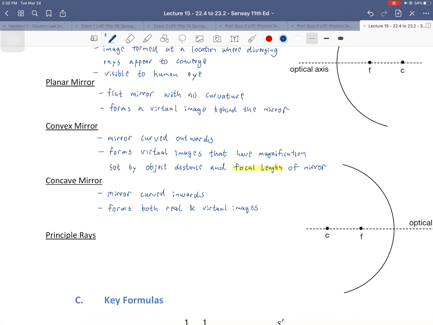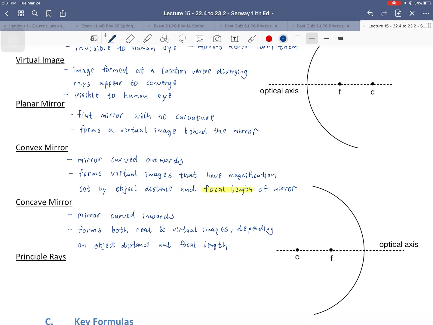They're the only ones. Okay, and whether they form real images or virtual images is going to be set by the object distance and the focal length. So we can say depending on the object distance and focal length. And then I'm going to illustrate this with the two figures to the side that I haven't drawn on yet.